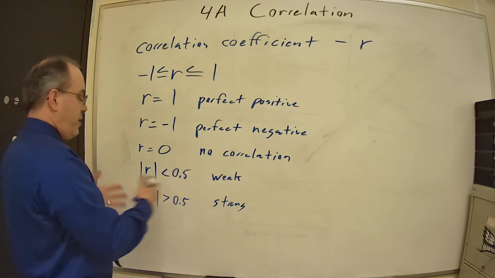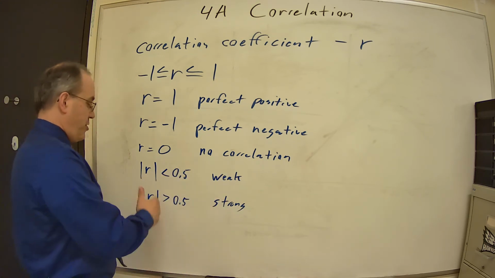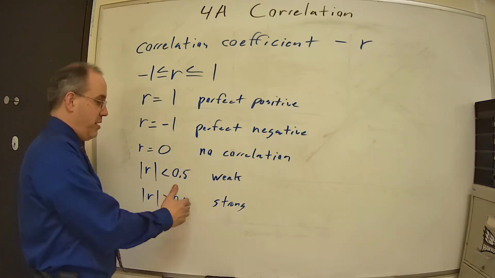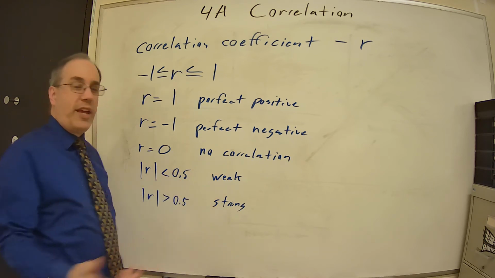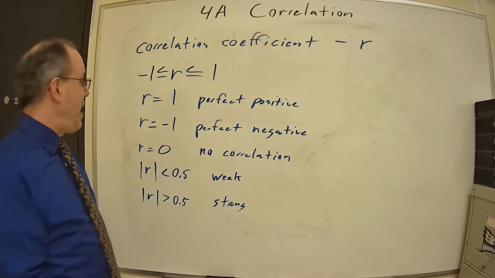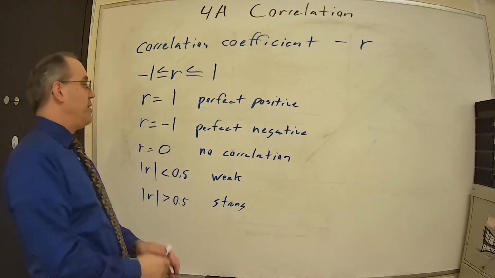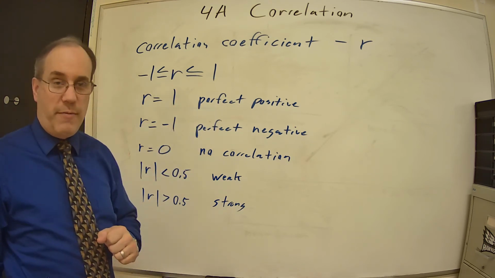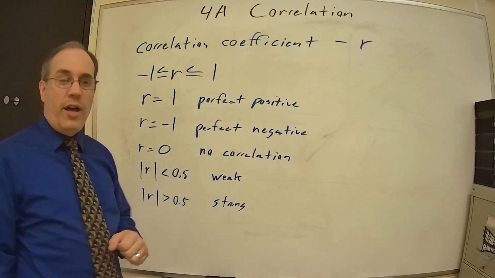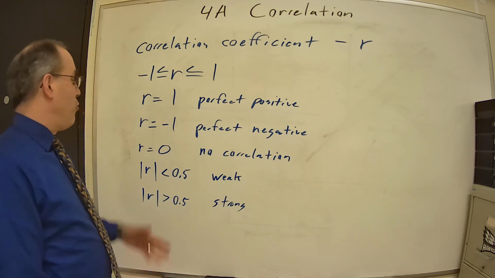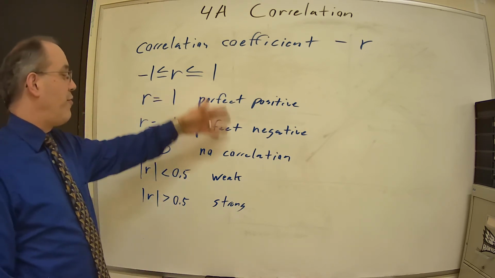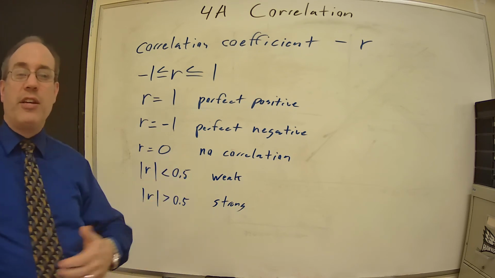So in between there, from 0 to 0.5, we have a weak correlation, meaning it's closer to having no correlation than it is to having a perfect correlation. Between 0.5 and 1, we are closer to a perfect correlation than we are to having no correlation.